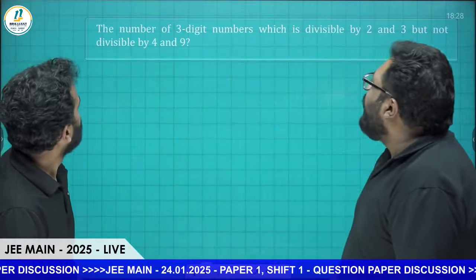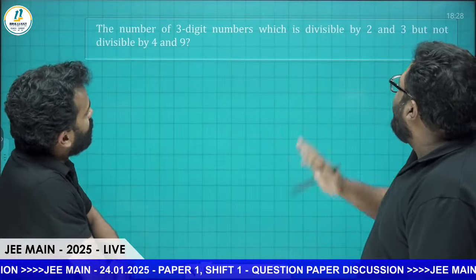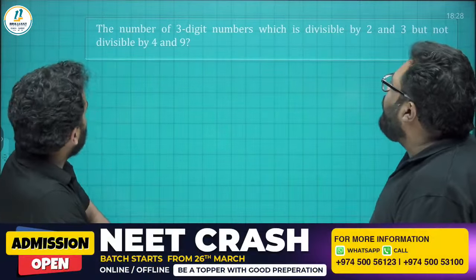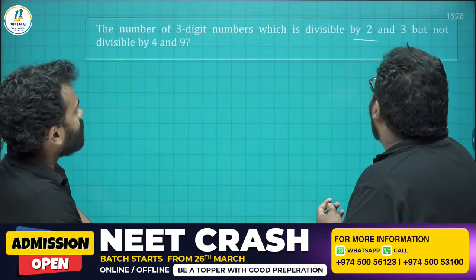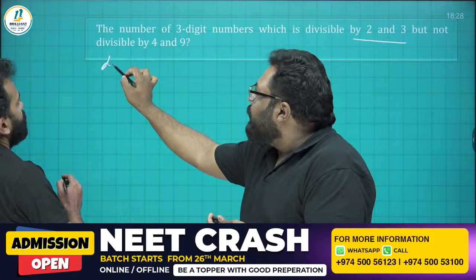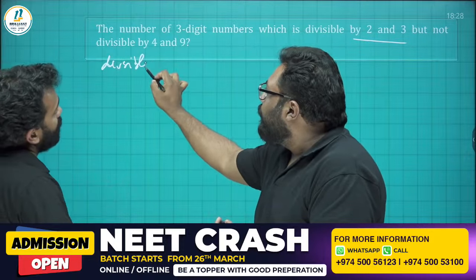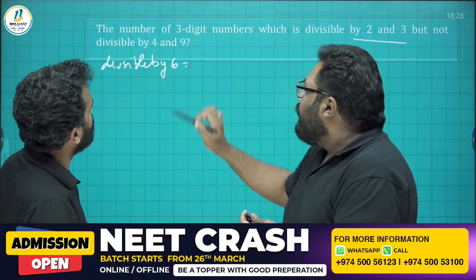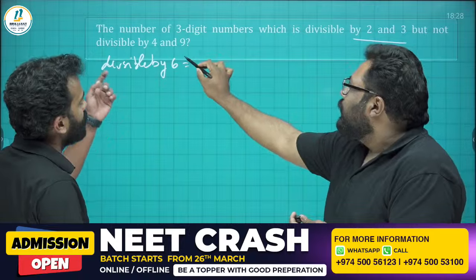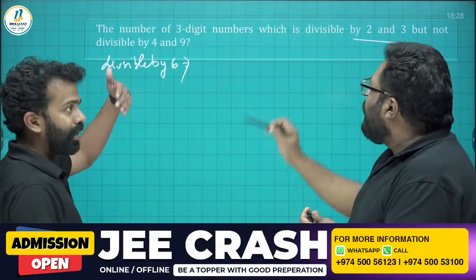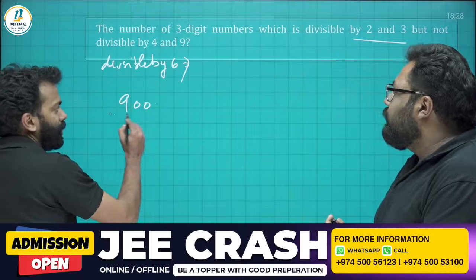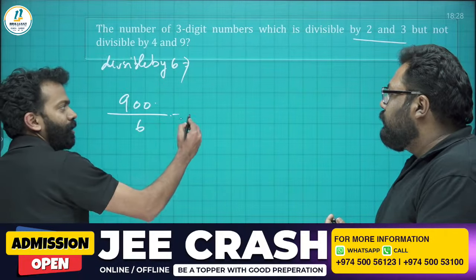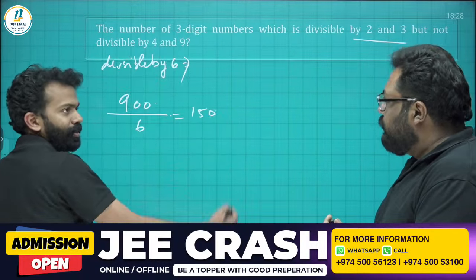Next one. The number of 3-digit numbers which are divisible by 2 and 3, but not divisible by 4 and 9. So 3-digit numbers, my dears, divisible by 2 and 3. 2 and 3 means divisible by 6. That's all. And not divisible by 4 and 9 means 36, right? See, there are 900 3-digit numbers, right? And those which are divisible by 6, just 150 numbers are there.